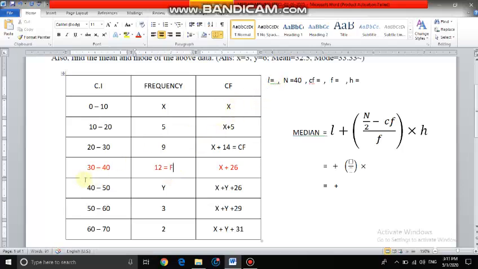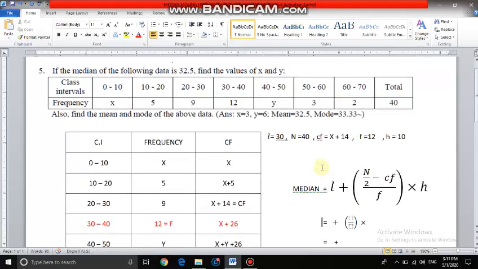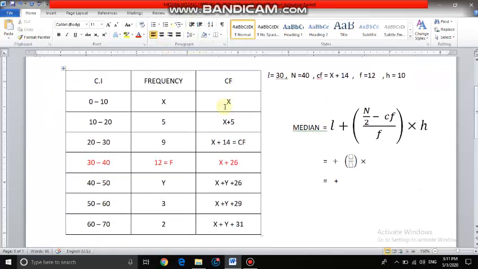So the L value is the lower limit of that highlighted class, which is 30. Let me write the values here. L is 30, N is 40, cumulative frequency is x plus 14, the cumulative frequency of the preceding interval, right? F is the frequency of that highlighted interval, and h, the class size, is 10. How is the class size 10? 40 minus 30 is 10. And in the question, the median is given to us as 32.5.